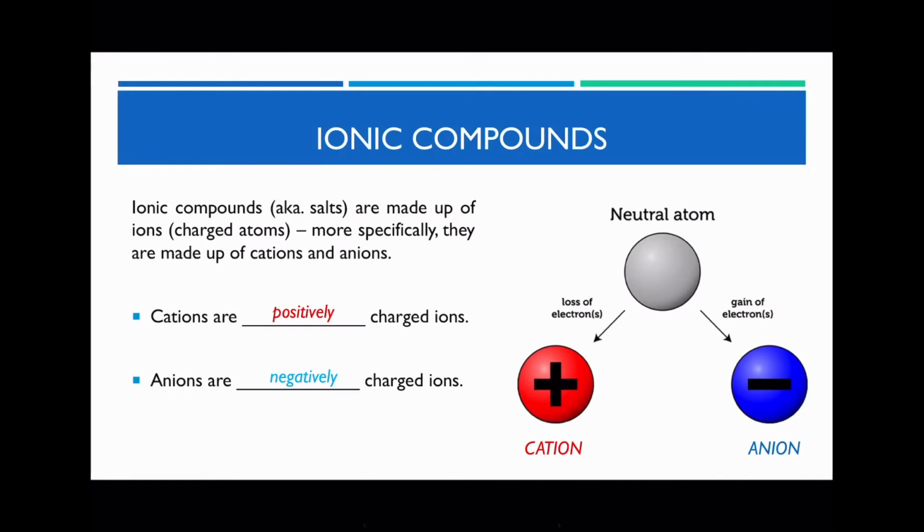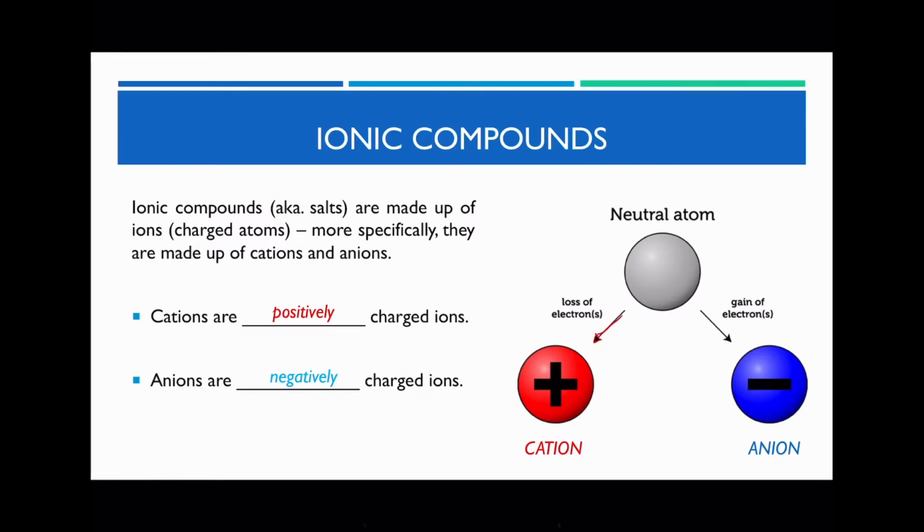Firstly, ionic bonds are made up of ions, so charged atoms, which we specifically refer to as cations and anions. We previously said that cations are positively charged ions, whereas anions are negatively charged ions. In this diagram, which I've shown you previously, if you have a neutral atom, neutral atoms become stable by having a complete outer shell. So what might happen is it might lose electrons so it has a complete outer shell, and by doing so, it becomes a cation.